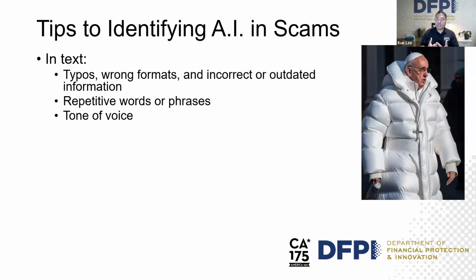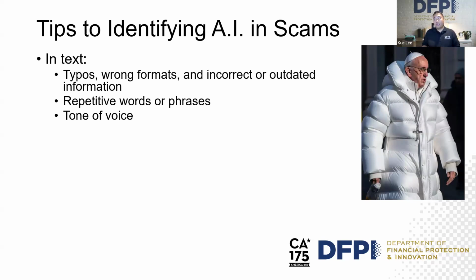So usually, AI was not that good at writing, and it's actually gotten a lot better. In text, sometimes you can expect things like typos, wrong formats, incorrect or outdated information. Sometimes the paragraphs are not strung together or organized correctly. You have repetitive words or phrases, or even the tone of voice is off. Sometimes when you read AI-created documents, it looks like a copy and paste from two different places, and it doesn't seem correct. Now, the caveat I want to throw out is that AI is getting really good at writing.